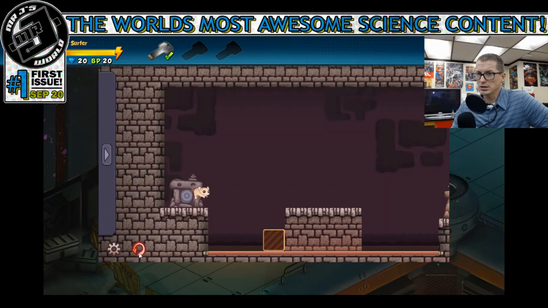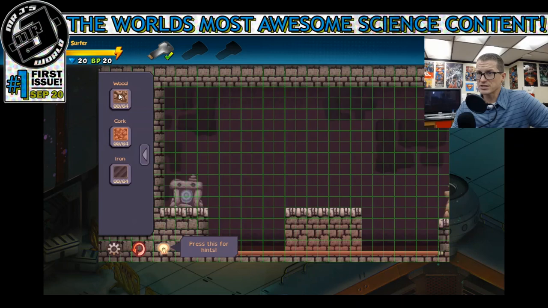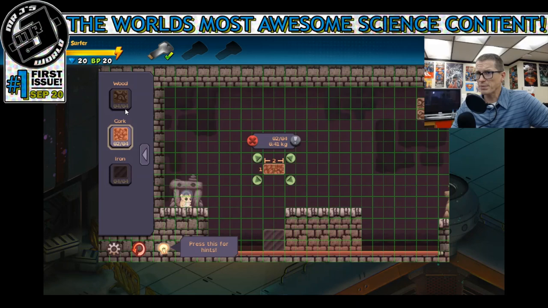Press confirm to reset the level. We put the iron here, and we put some cork on top of it. Maybe the cork will burn as fast. I'm gonna put the wood up here so that way it doesn't burn quickly, so it's gotta fall. You know what? Move that up here, let's see what happens.